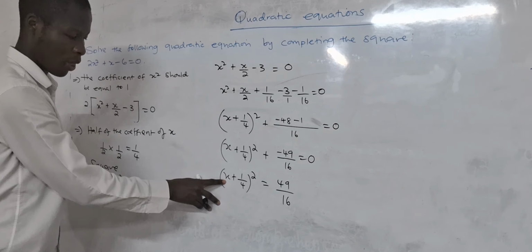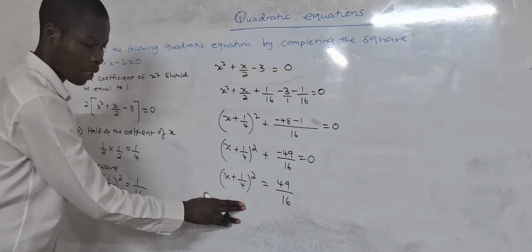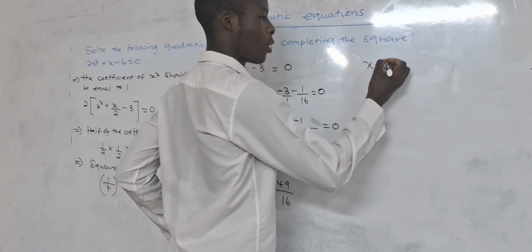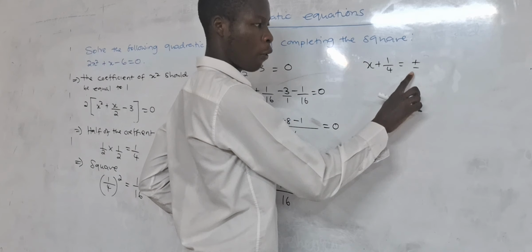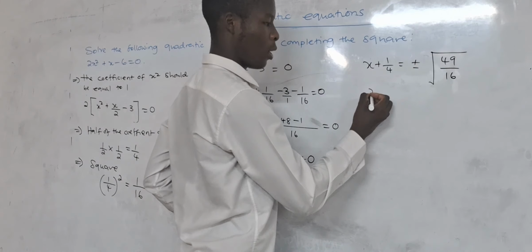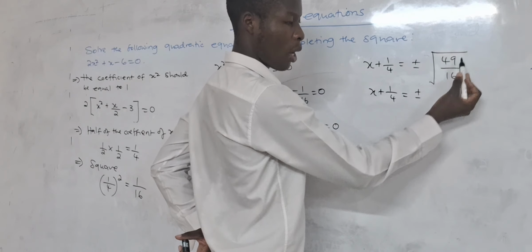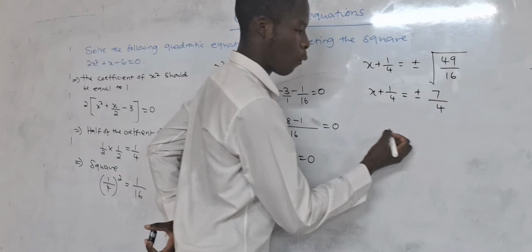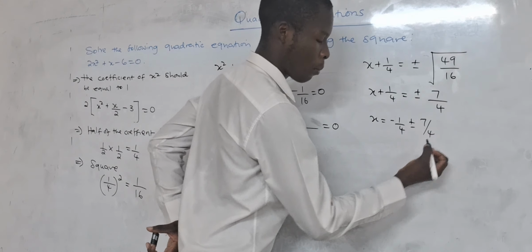Suppose you want to remain with x plus 1 by 4 on the left hand side. You find the square root of the left hand side and the square root of the right hand side. Whenever you are taking the square root, you have the positive and the negative square root of 49 by 16. So x plus 1 by 4 is equal to plus or minus. The square root of 49 is 7, and the square root of 16 is 4. So x is equal to negative 1 by 4 plus or minus 7 by 4.